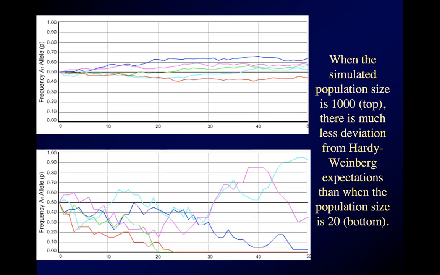When the population was large, you can see that even after 50 generations, those lines showing the population allele frequency trajectories were still staying fairly close to 0.5. When the population was 20, you can see there's a lot more variation, a lot more fluctuation there. All right, I am assuming that all of you have observed something like this for yourselves.